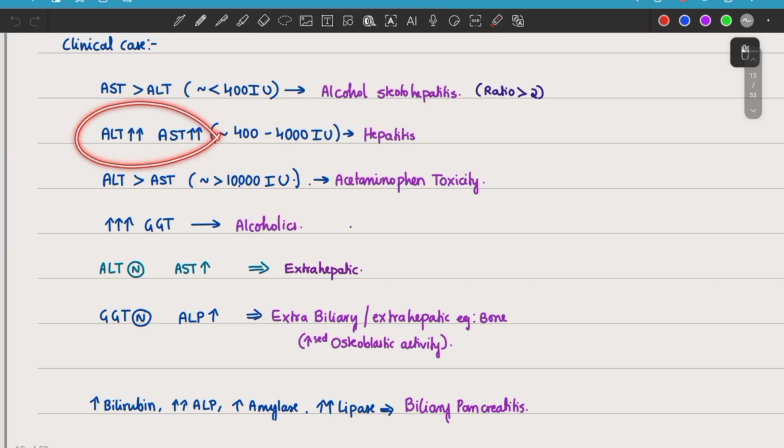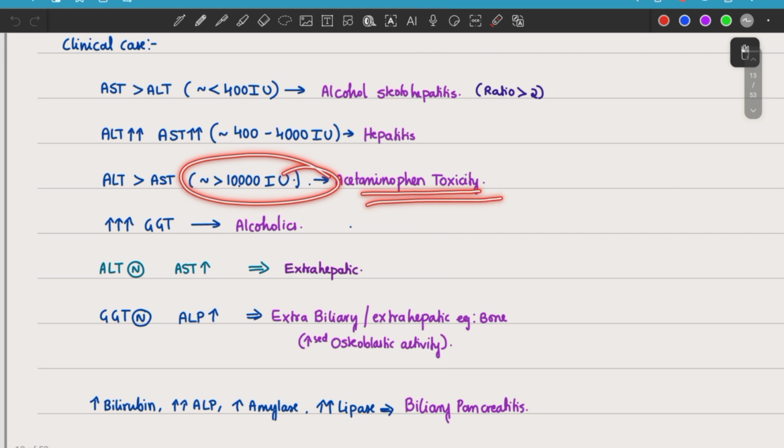When both ALT and AST are increased between 400 to 4000, you can suspect hepatitis, that is viral hepatitis, hepatitis B. When ALT is more than AST, more than 10,000 international units, you can suspect acetaminophen toxicity, that is paracetamol poisoning. Whereas with increasing GGT, you can suspect alcohol liver disease.